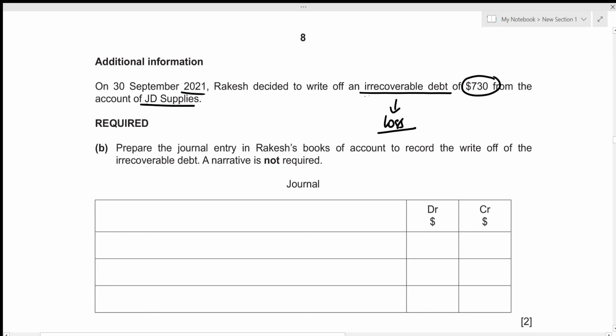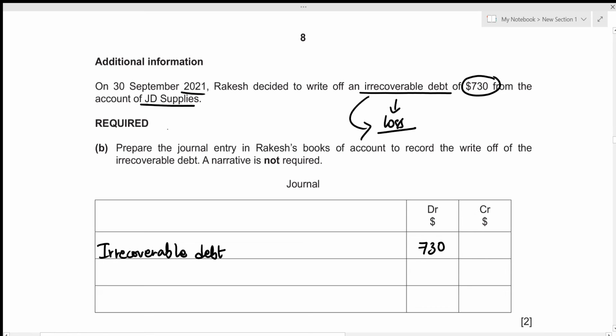So for Rakesh, as I said before, this irrecoverable debt will act as a loss. And we know that losses are always recorded on the debit side in a journal entry. So we will be recording our irrecoverable debt on the debit side. Let's write it down. Irrecoverable debt. And this amounts to 730.